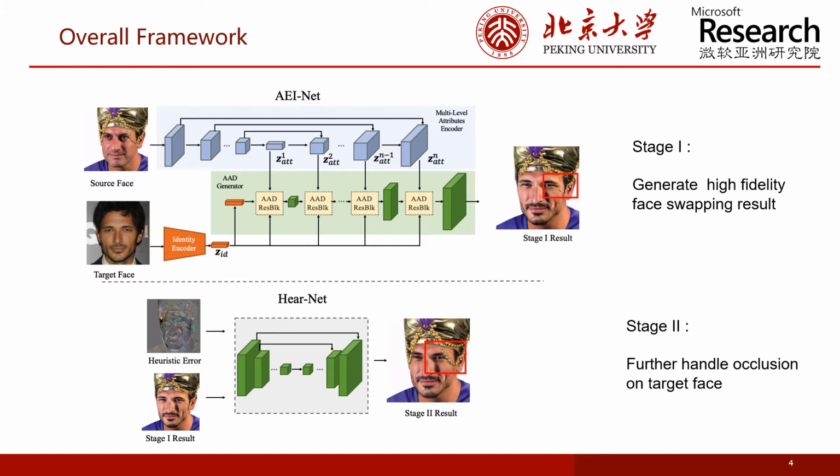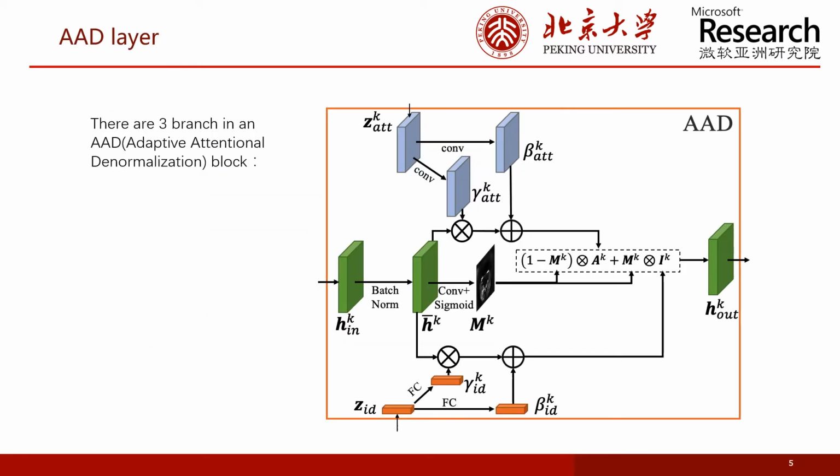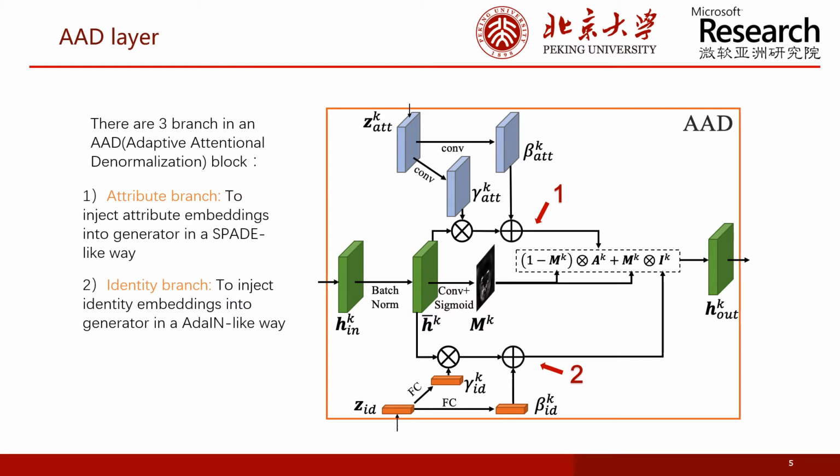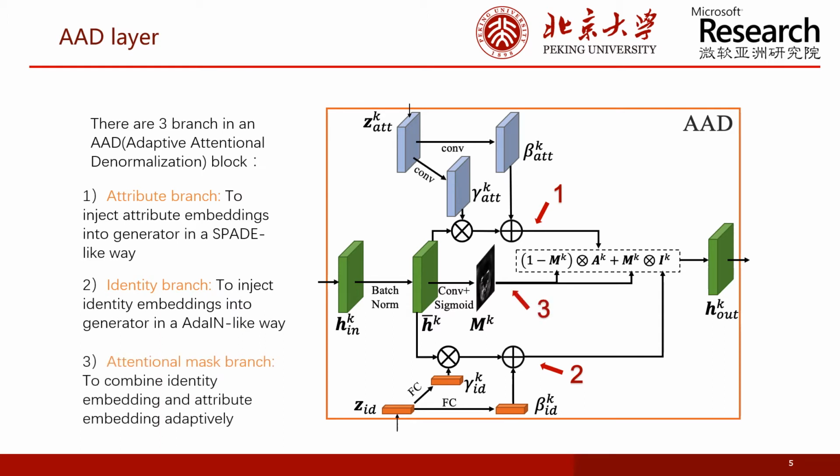One of the main improvements in stage 1 is the AAT layer. We will introduce it on the next page. The AAT layer is made of 3 parallel branches. First, in the attribute branch, it uses a SPADE-like way for attribute integration. Second, it uses an AdaIN-like way for identity integration. Moreover, it also learns a mask to adaptively adjust the effective regions of the identity embedding and the attribute embedding.